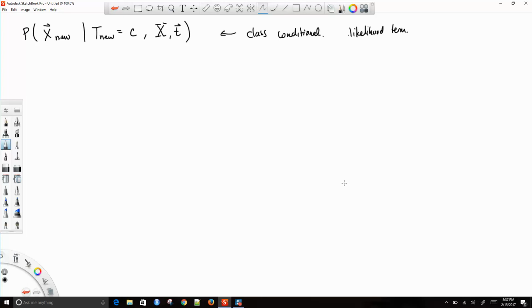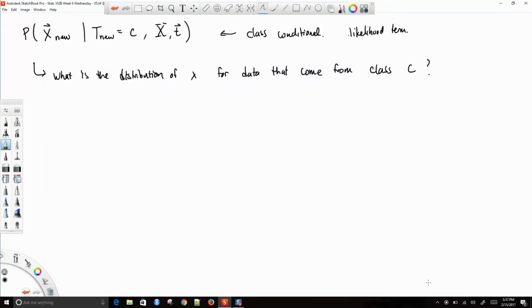So here, basically, this is saying if we know an observation comes from a certain class, given our data, what kind of distribution do we have for the x values, right? So this is, what is the distribution of x for data that come from class C.